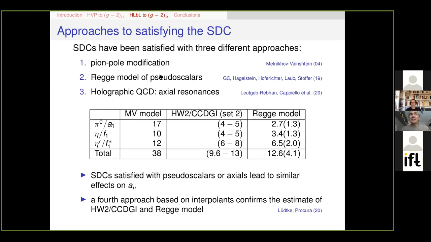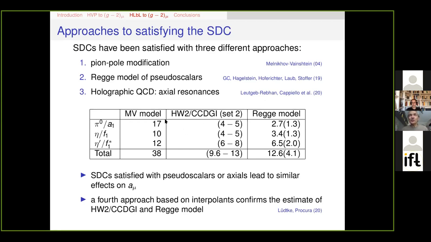Recently, we have made Regge models of pseudoscalars, where by resumming a tower of pseudoscalars like the pion, say excited states, you can satisfy this constraint. You impose that the resummation satisfies this constraint, which no individual pole contribution can satisfy. And with a holographic QCD model, these two groups have shown that with, again, a resummation but of axial resonances, you can satisfy these constraints.